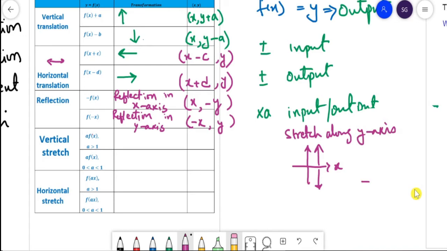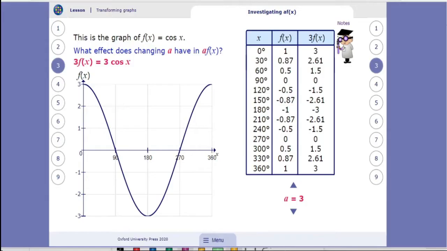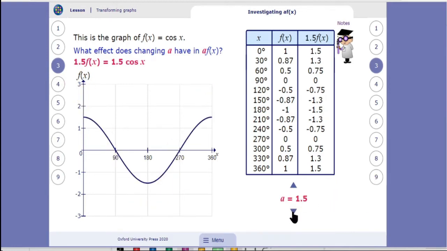At the same time, if you are moving towards the x-axis, you will call it a compression. It means it's like being pressed down towards the x-axis. Okay, so let's see the website here. What we see is it's being stretched along the y-axis, and this is done by a factor. I'll put it back to a equals 1.